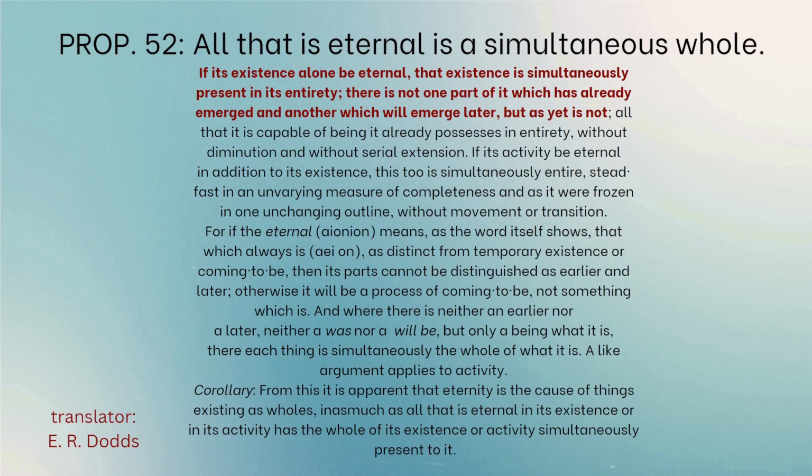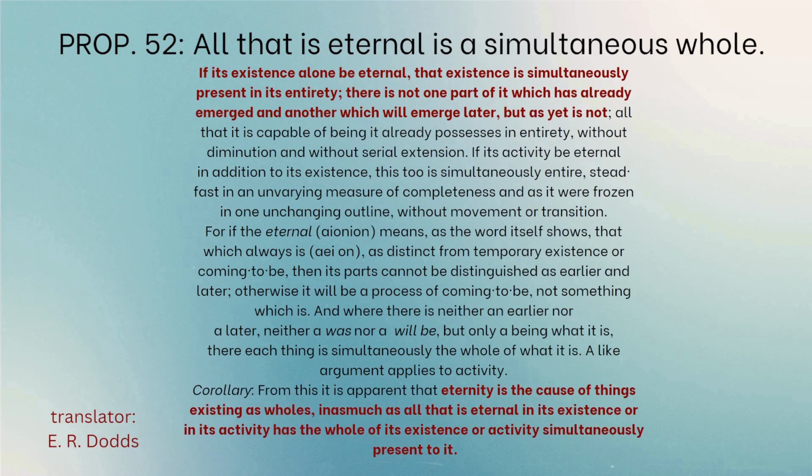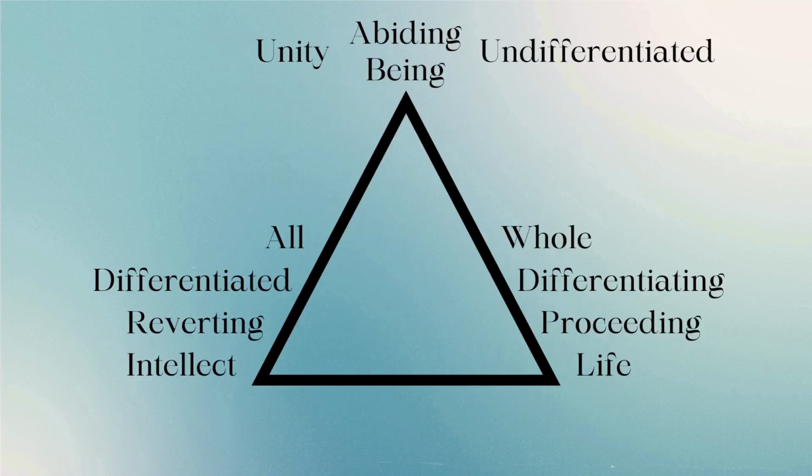Now, I'm not going to read the entire proposition, but of course you can pause to read or take a screenshot. I'm going to jump to the last line. Here Proclus ends his explanation by stating that eternity is the cause of things existing as wholes, inasmuch as all that is eternal in its existence or in its activity has the whole of its existence or activity simultaneously present to it. So that is the whole.